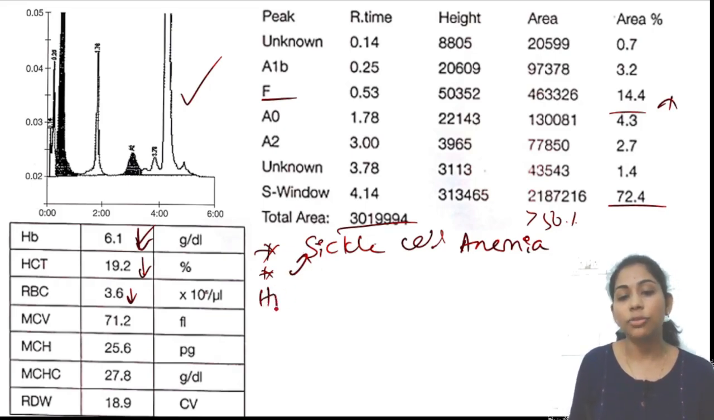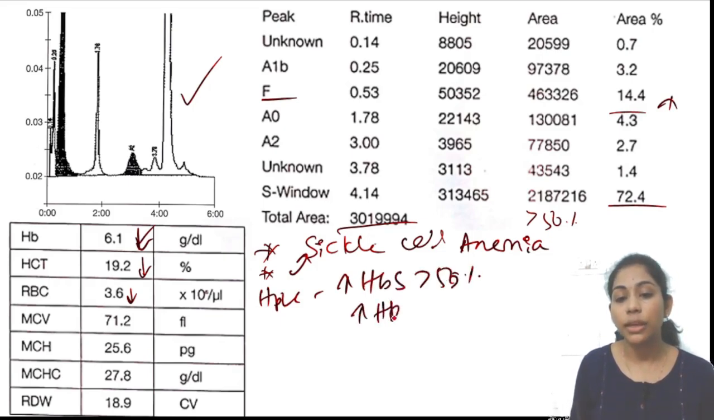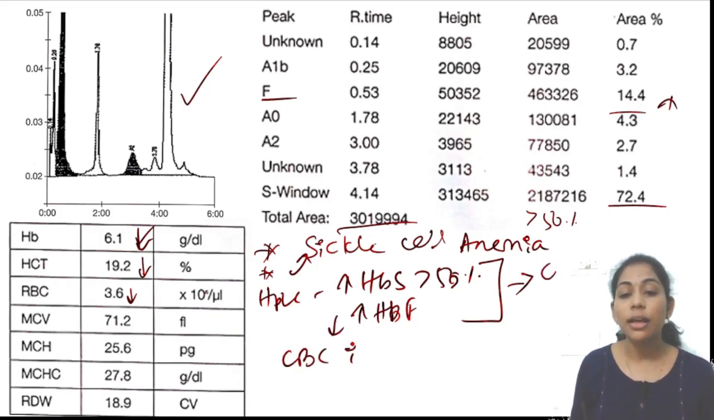So here what is the take home message? If you see in the HPLC an increase in HBS more than 50% and an increase in the HBF, then don't just jump and say it is sickle cell anemia. What we have to see here? CBC is the key. Never ever miss this. Never ever make this mistake.